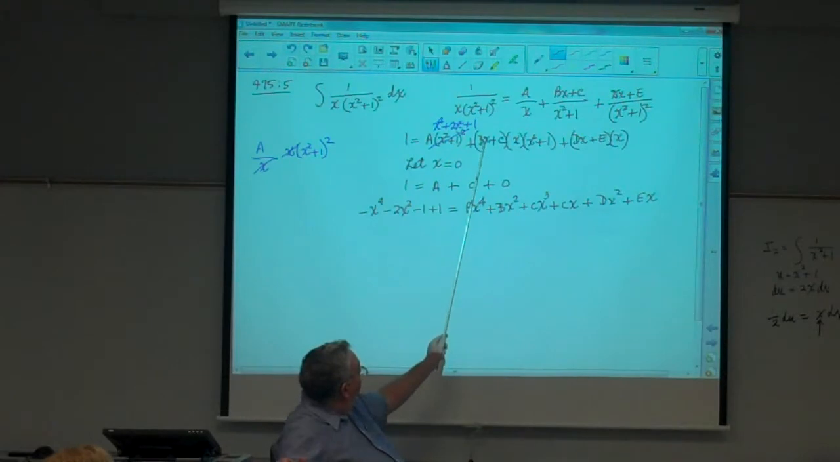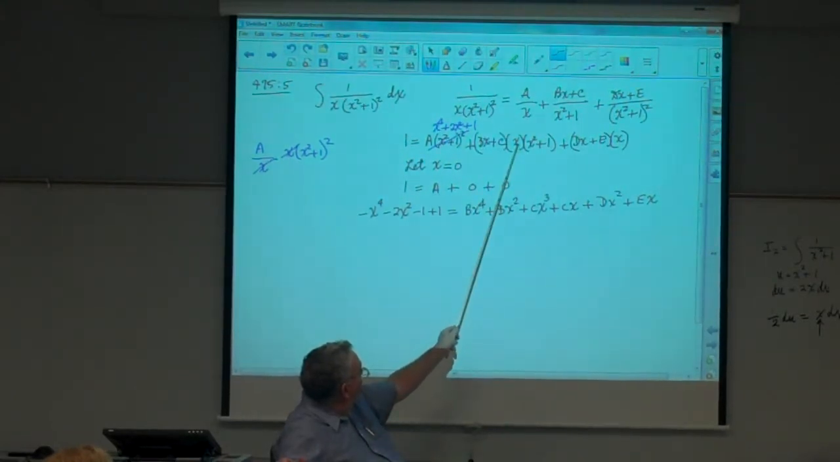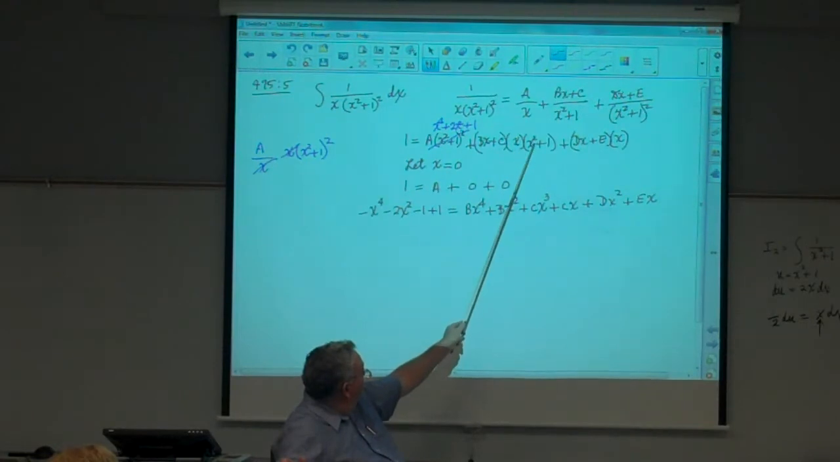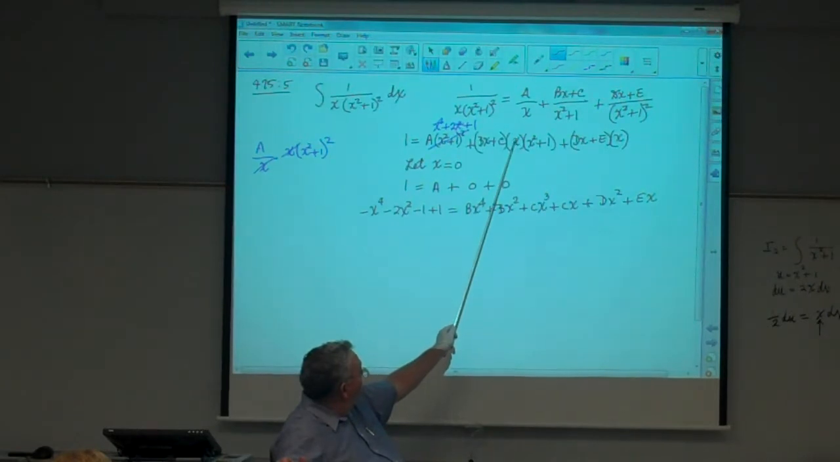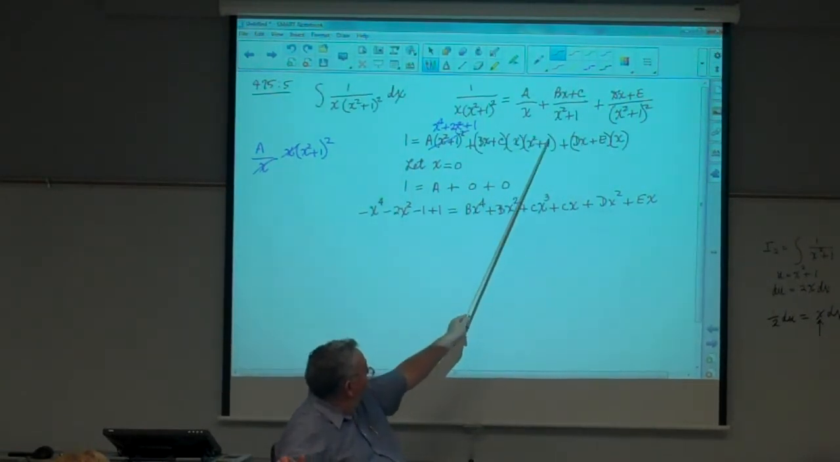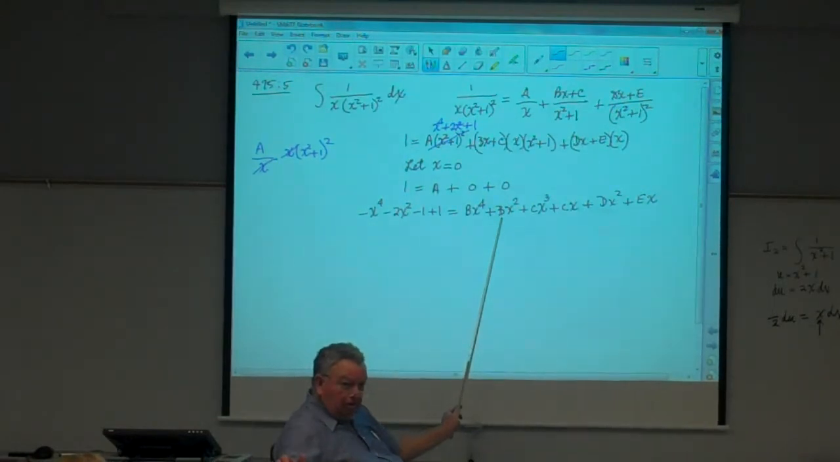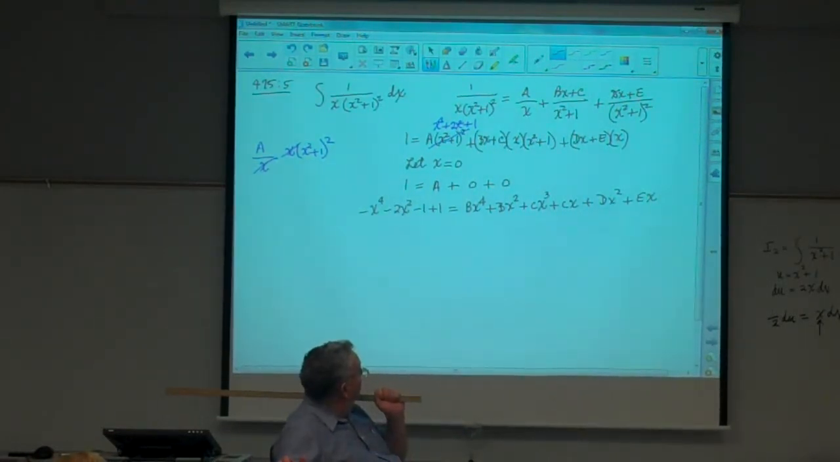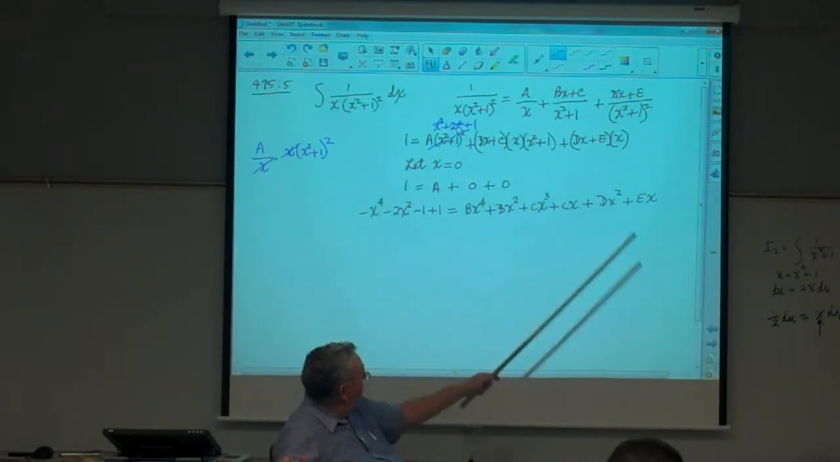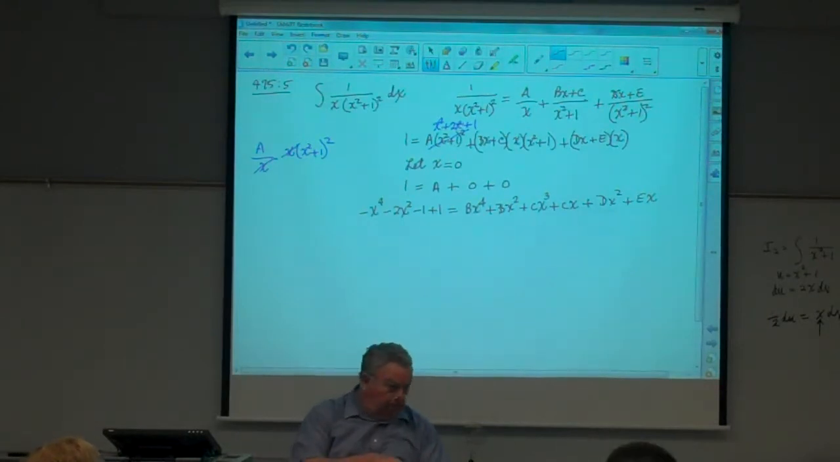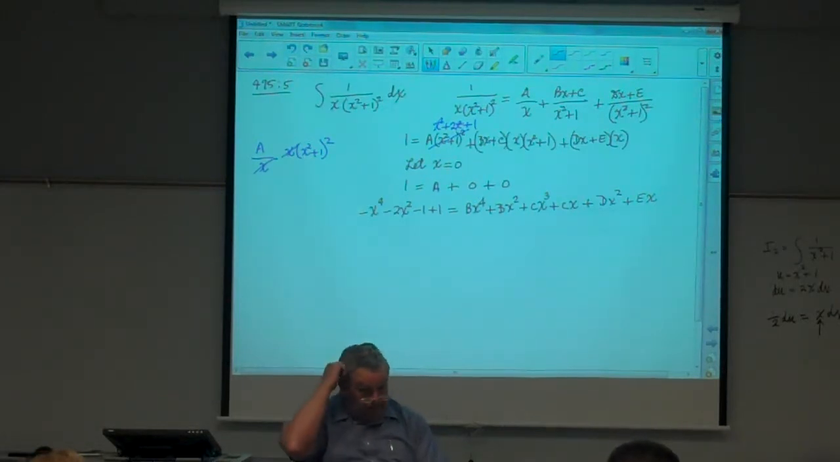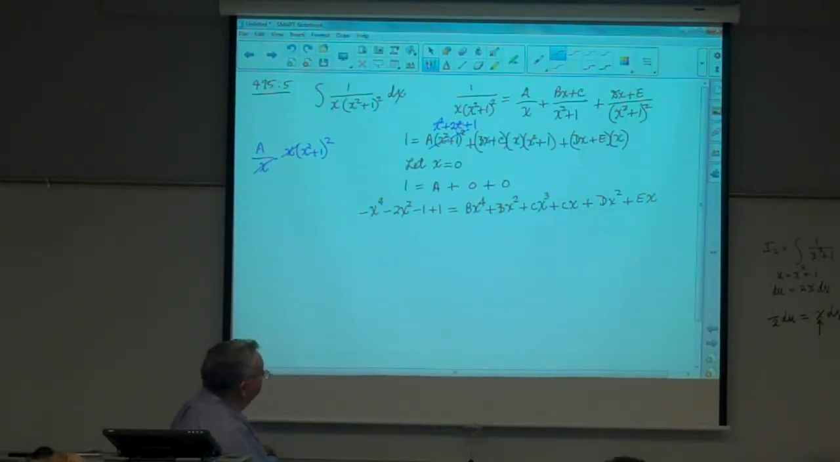Okay, let's see. I multiplied Bx times x. That's Bx squared, times x squared is Bx to the fourth. Then I multiplied Bx times x, that's Bx squared, times 1. Oh. Okay. And then I did the same thing with C going across. Beth, you see anything wrong with it? Everybody okay? All right, let's put it together and see what we can do, shall we?